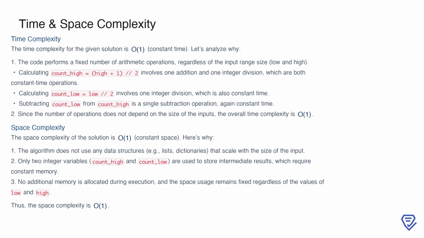Now, looking at the space complexity, this solution is also O(1), because it doesn't use any data structures that scale with input size. The algorithm only uses 2 integer variables, count_high and count_low, which require constant memory. As no additional memory is allocated, the space usage stays fixed no matter the size of low and high. Therefore, both time and space complexities for this solution are O(1).